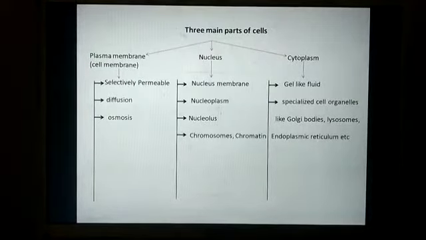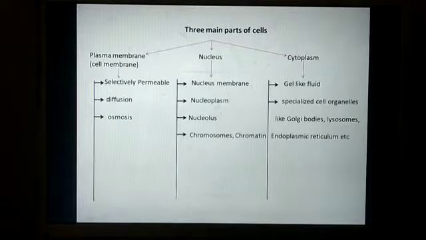Hello everyone. In the last lecture, I ended up to this part, and today we'll discuss the plasma membrane part of the cell.